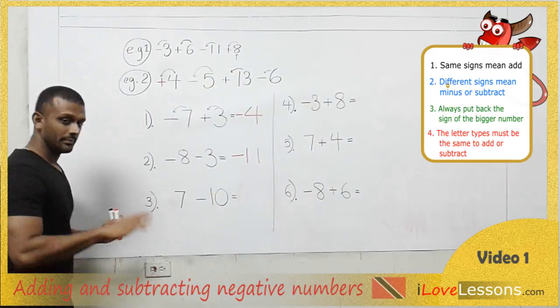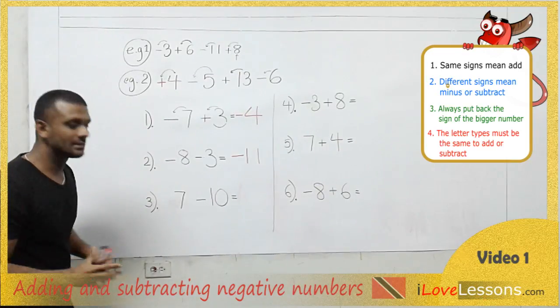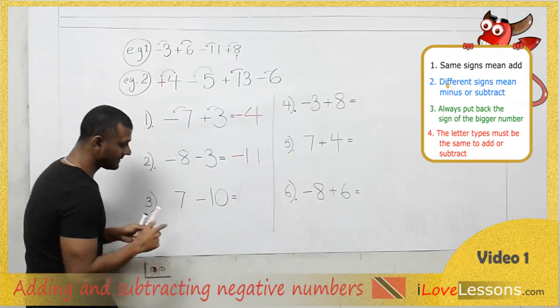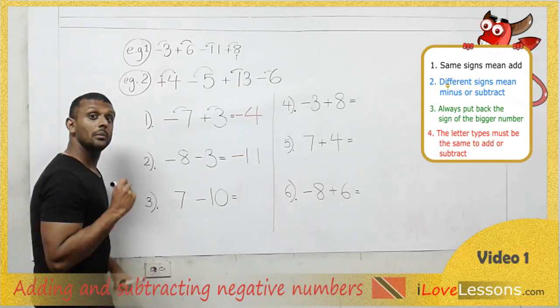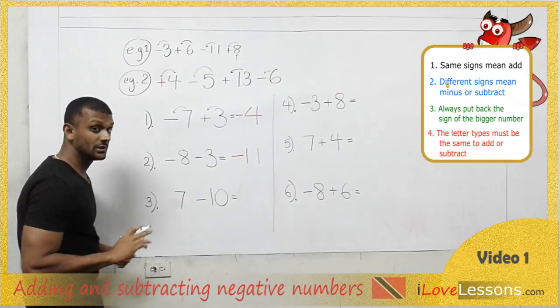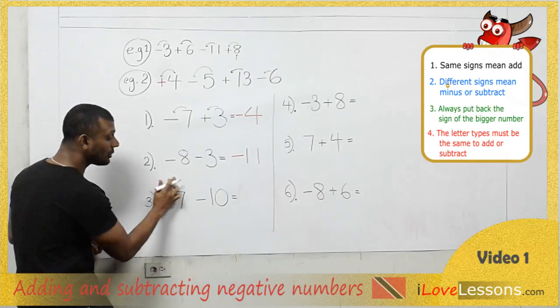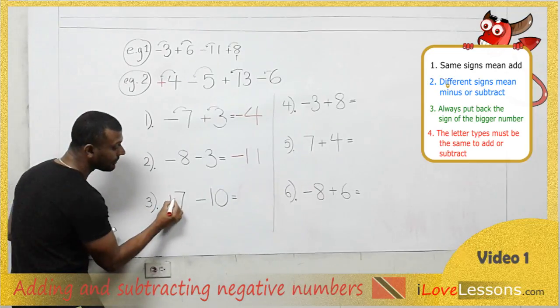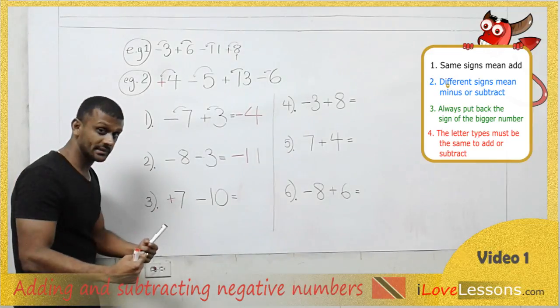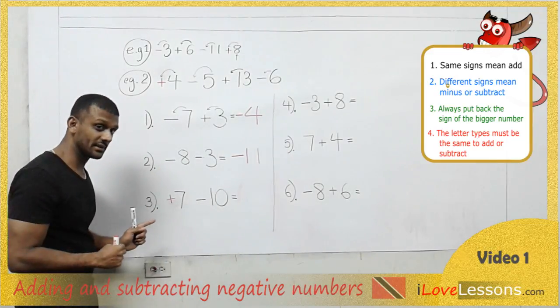Question 3. Popular question, it causes a little bit of problems. This 10 is clearly negative. This 7 is what? Positive, because when we look to the left, we do not see anything. So if we don't see anything, it is automatically positive. I want you to write in positive, right? It reminds you that this 7 is positive.